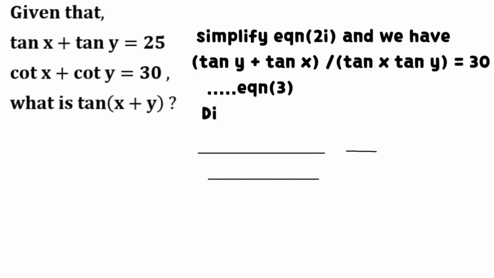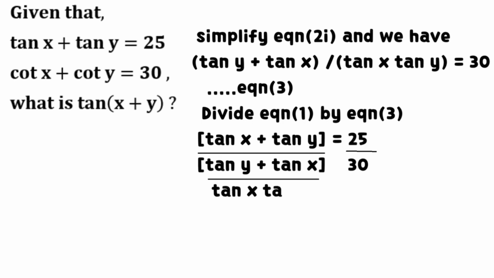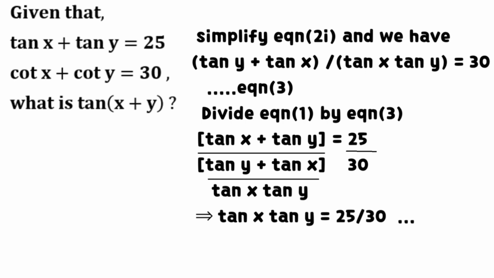Simplify equation 2 and we have that the sum of tan y and tan x all divided by the product of tan x and tan y equals 30, to be equation 3. Divide equation 1 by equation 3 as shown on the screen to obtain, after simplification, that the product of tan x and tan y equals 25 divided by 30. We call this equation 4.